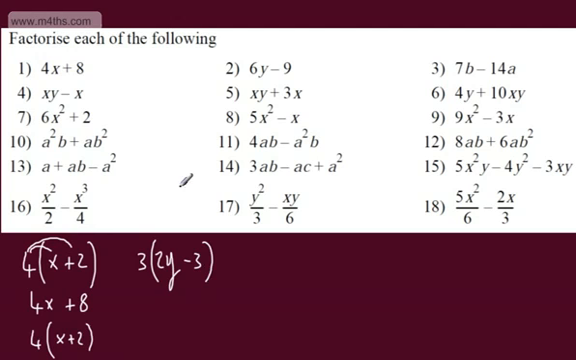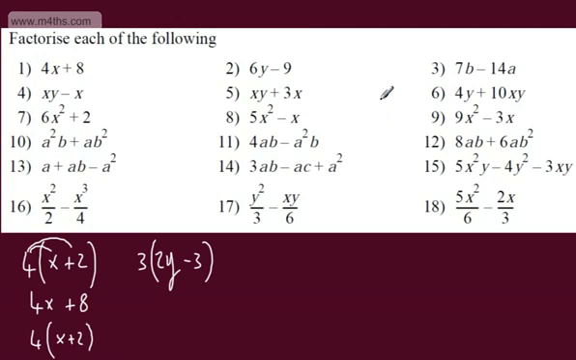Do be careful with the signs. If this is a minus and that's a minus, that's going to work. Don't end up putting positive 3 here. The second way you could have looked at that is to say, what's 6y divided by 3? The answer is 2y. And what's minus 9 divided by 3? The answer is minus 3. Often I prefer to think, what do I need to multiply this by, rather than what is 6y divided by 3.